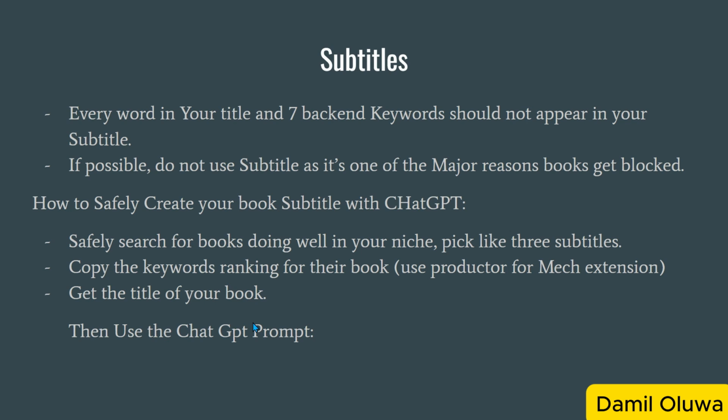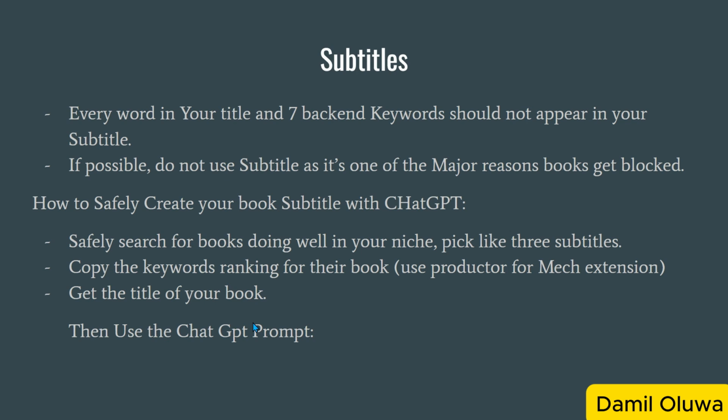One of the major reasons our books are getting blocked, that people are not aware of, is that some of us repeat words that are in our title or in our 7 backend keywords in our subtitle. So every one of these words must be different. If you are writing a book titled travel guide to Sydney, in your subtitle you must not put something like Sydney's most loving cities. We must not repeat any words from the title in the subtitle.